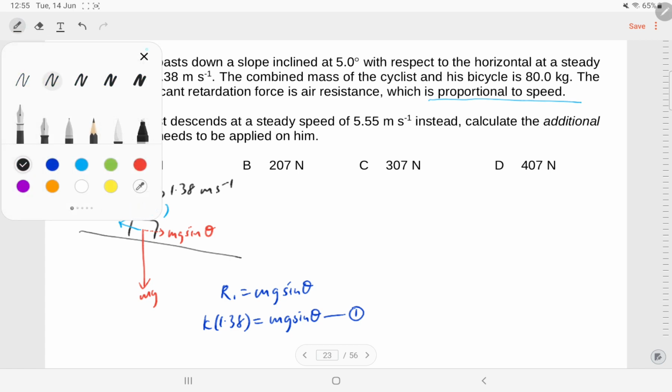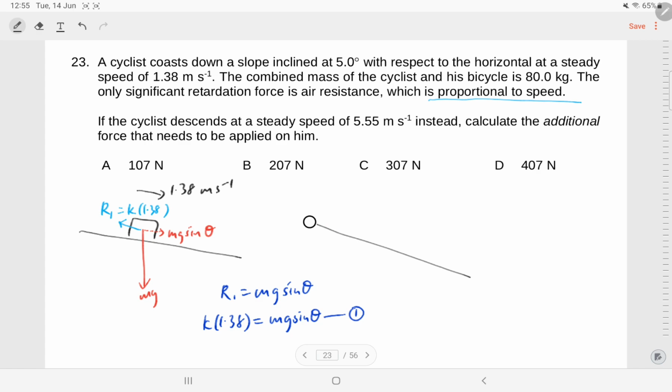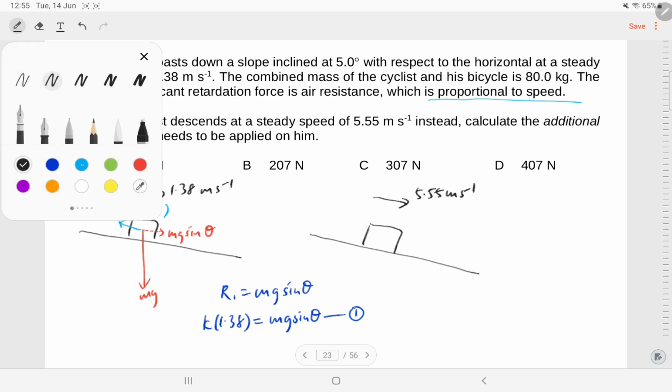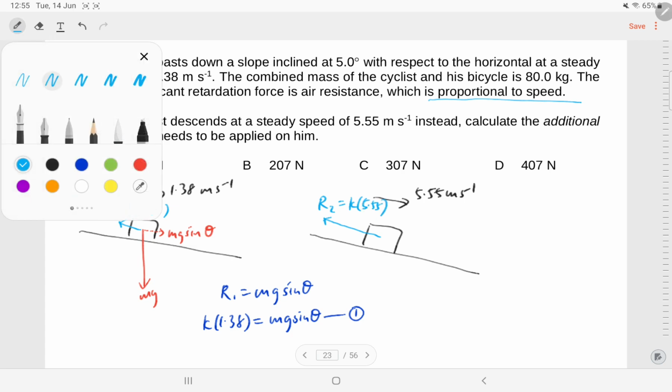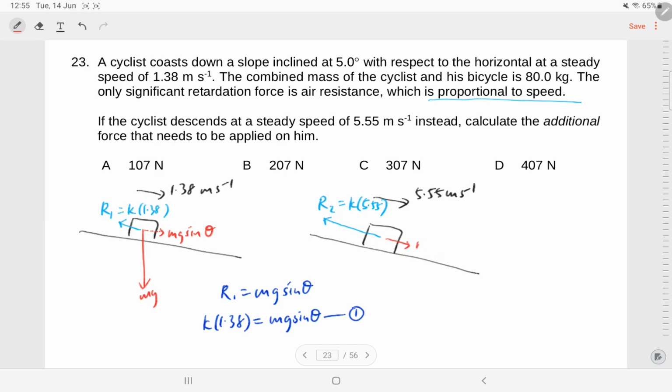Now we draw out the diagram for the case whereby he's trying to descend at a higher speed. So this is 5.55 meters per second. When he's descending at a higher speed, this simply means the air resistance must be greater, and it equals K times 5.55. However, the component of mg down the slope is still just mg sine theta, which is insufficient for him to move at constant speed.